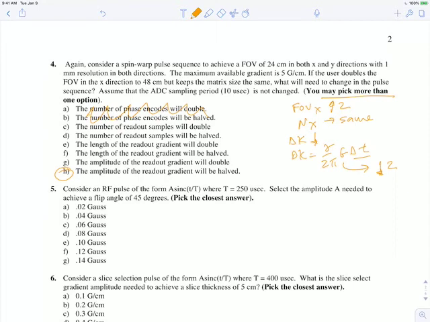So now it really comes down to, is the number of readout samples doubled or halved? I've already given you the answer, right? The number of samples is the same. So it can't be these guys. And the length is the same because the number of samples times delta t is the same. So it can't be those guys. Right? So in some ways, it's slightly more confusing, but in some ways it's much easier. All right. Any questions on that?